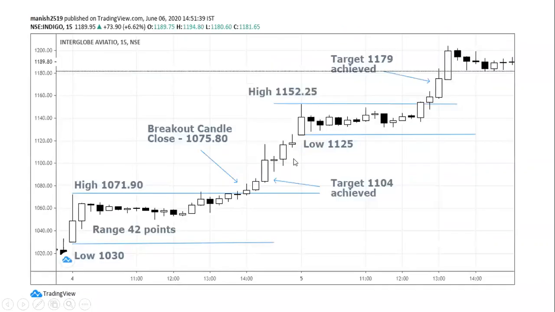Now guys, apart from index, okay, if you wish, you can also practice this setup in stocks. See, this is Indigo 15 minutes time frame. This is the first candle, master candle, range 42 points. Look at the consolidation, healthy consolidation. You are getting breakout after 2 p.m. and target within 2 candles. So even for stocks, okay, healthy consolidation is must.